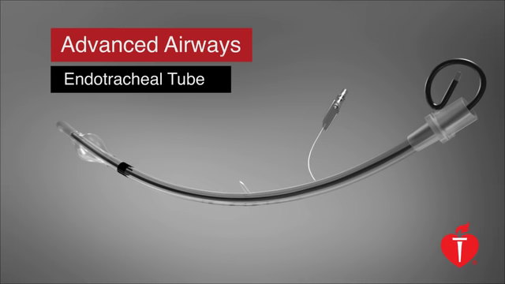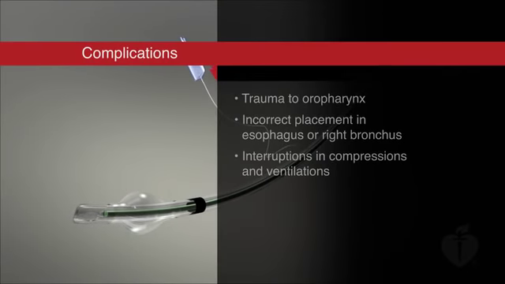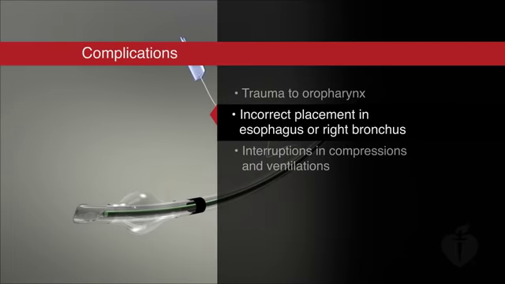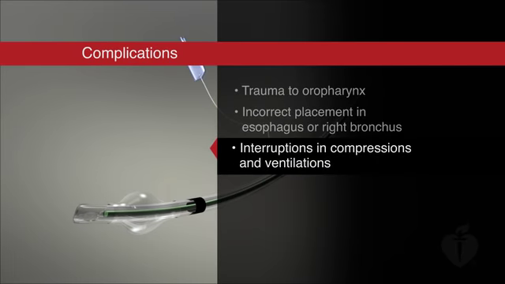The endotracheal tube was once considered the optimal method of managing the airway during cardiac arrest. However, intubation attempts by unskilled providers or by providers who use it infrequently can produce serious complications, such as trauma to the oropharynx, incorrect placement in the esophagus or right main bronchus, and prolonged interruptions in compressions and ventilations.